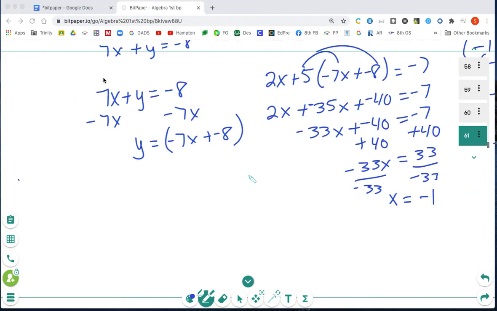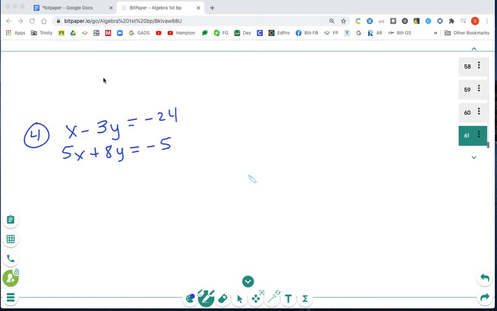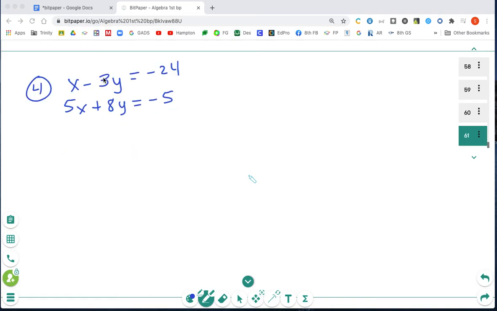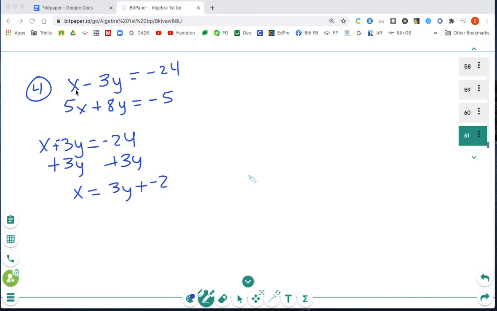All right, so now let's go ahead and go to number 4. Number 4, we're doing substitution also. So we're looking for our positive x or our positive y. I have one positive x, so that's the one I'm going to start with. x minus 3y is equal to negative 24. I'm going to zero pair out, keep change. Zero pair out the 3y. So I'm going to do x is equal to 3y plus negative 24 and put that inside of parentheses.